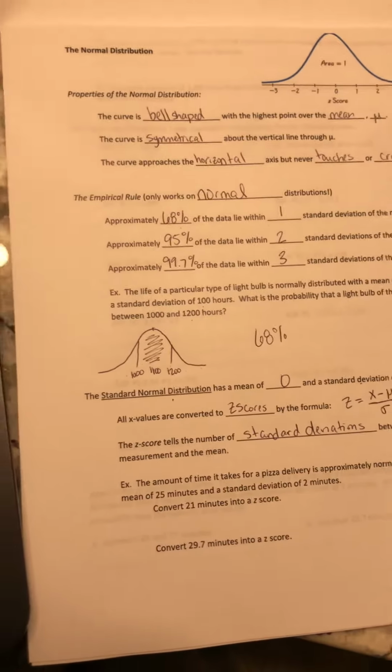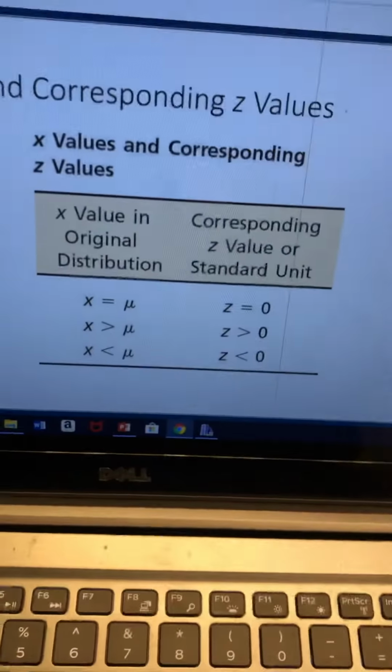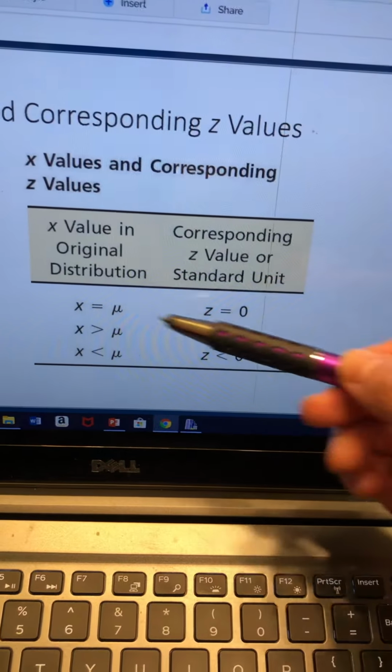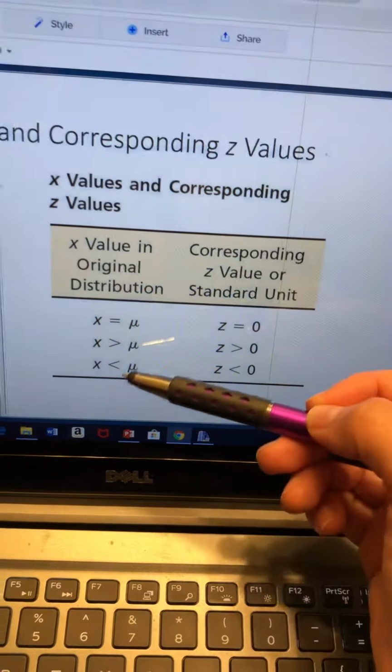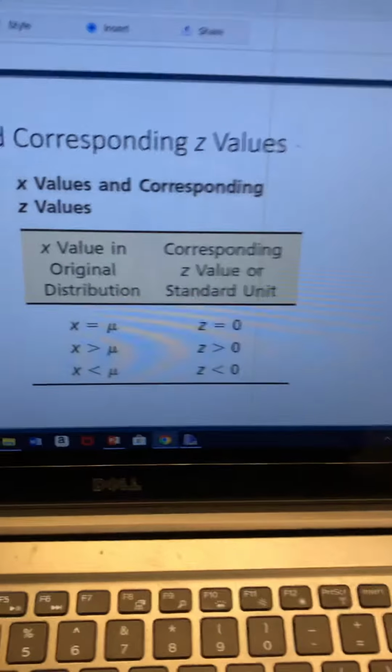There's a couple of charts that are useful. If your x value is the mean, your z-score will be 0. If your x value is greater than the mean, your z will be greater than 0. And if your x value is less than the mean, your z will be less than 0, negative.